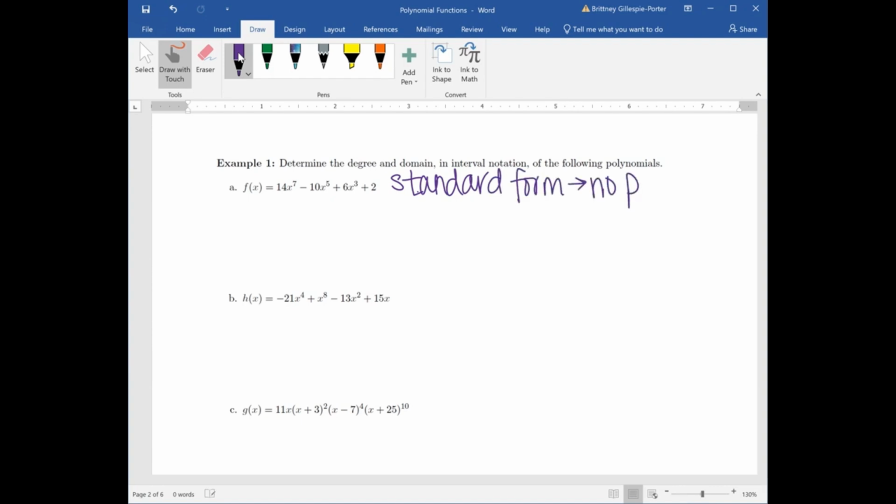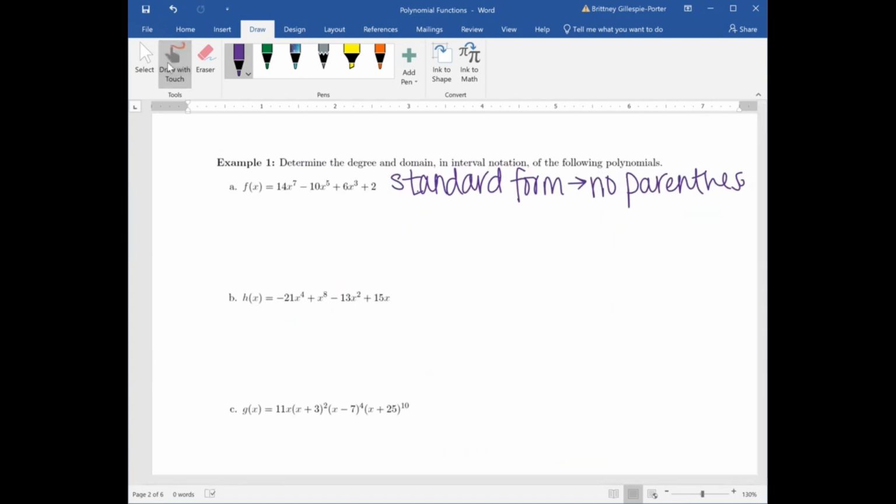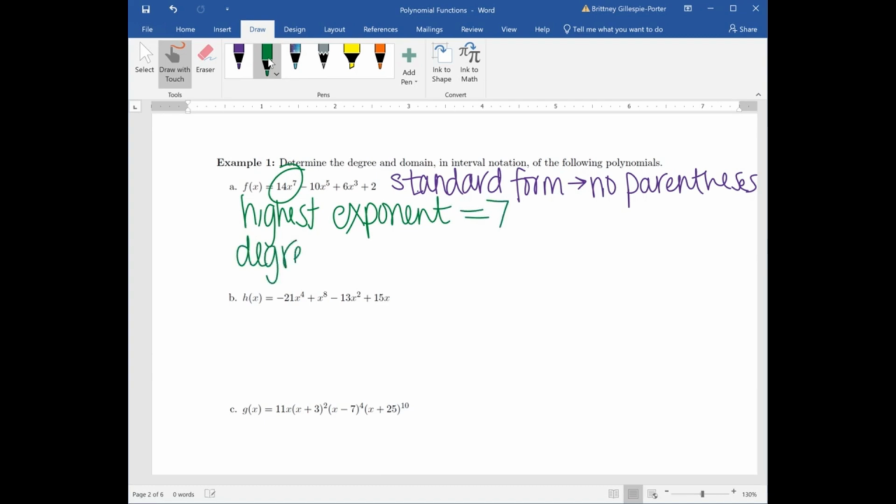Again, no parentheses means standard form. Because we have no parentheses, we need to find the highest degree. So the highest exponent is 7, which means our degree, which we call n, is 7.